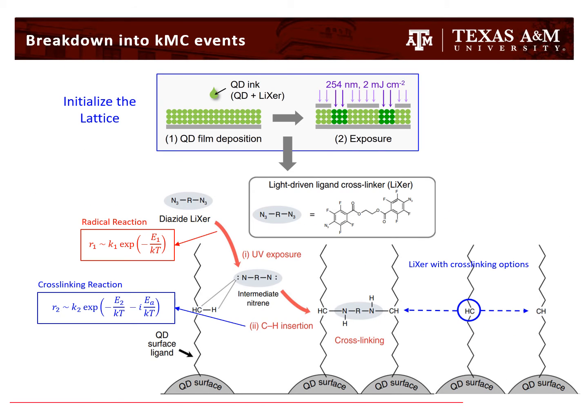In a kMC simulation, we can break this down into various reactions. For example, the first reaction would be to form the radical, so we can have a radical reaction and write a rate for it. Secondly, these nitrenes can now form the crosslink, or they can do a CH insertion reaction. So we can have a reaction constant or reaction rate for this cross-linking reaction. Also, when they are choosing where to cross-link, they have various options. They can choose this carbon, they can go on the left side, or they can go on the right side. So we have to spatially consider all these possibilities in our simulation.